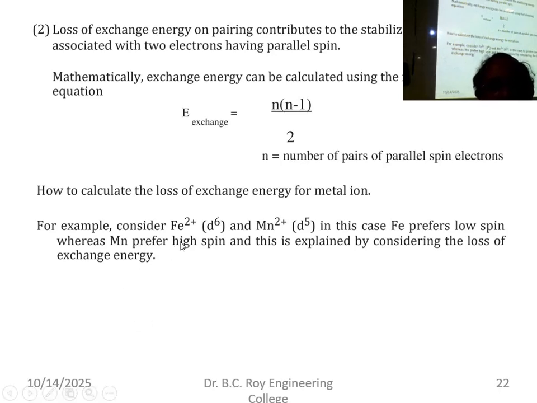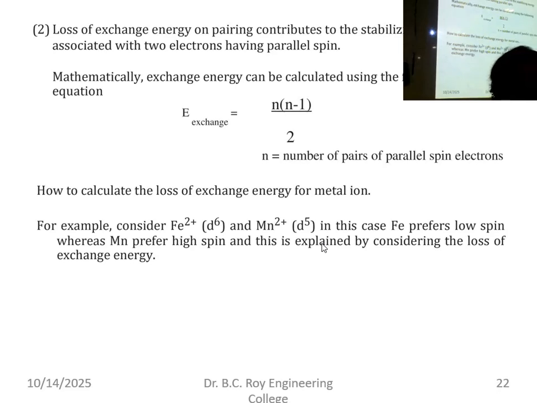Read the last line. Consider Fe2+ d6 and Mn2+ d5. In this case, Fe prefers low spin, whereas Mn prefers high spin, and that is explained by considering the loss of exchange energy. For d6 t2g, if you fill up, all 6 electrons will go into the t2g. There is no unpaired electron left behind. But d5 Mn2+ will prefer high spin, because it has 5 electrons and 5 orbitals available, and the exchange energy will be very high.